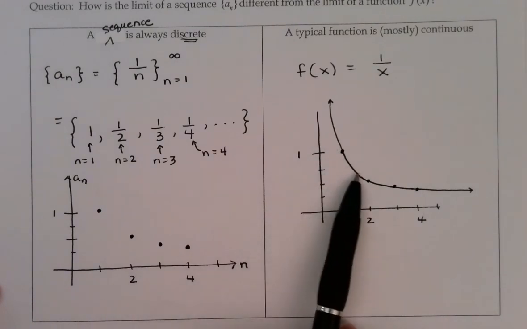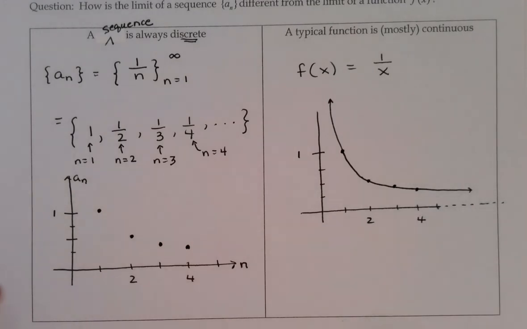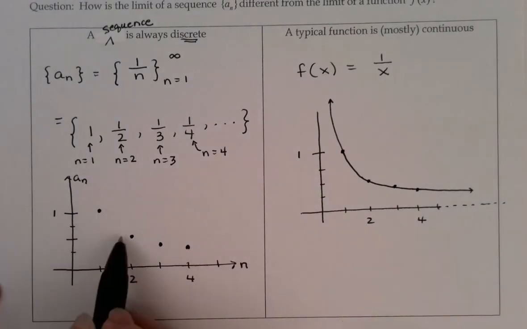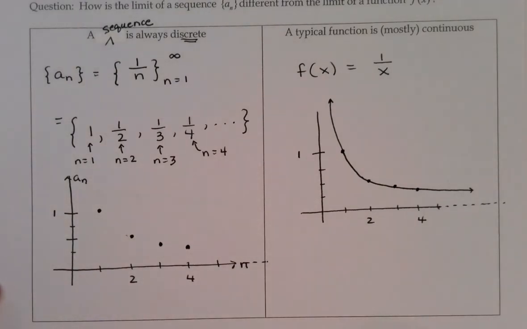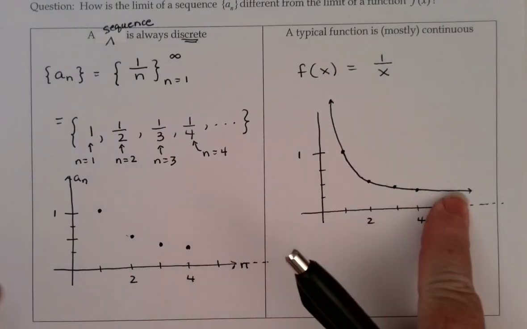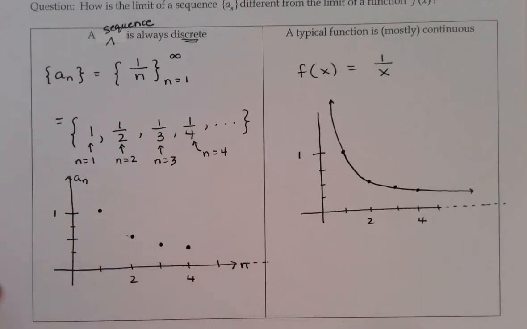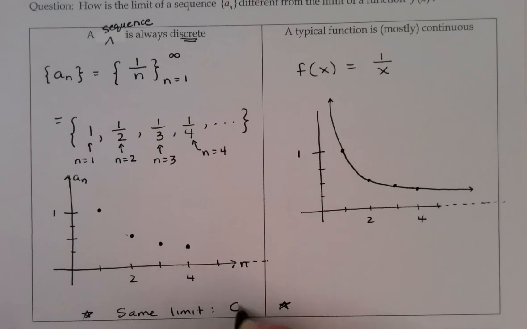Notice that if this whole function approaches 0, which this one will, right? There's a horizontal asymptote at 0. Then the individual points must also approach that horizontal asymptote at 0. So the limit of the function is going to be the same as the limit of the sequence. In this case, 0.